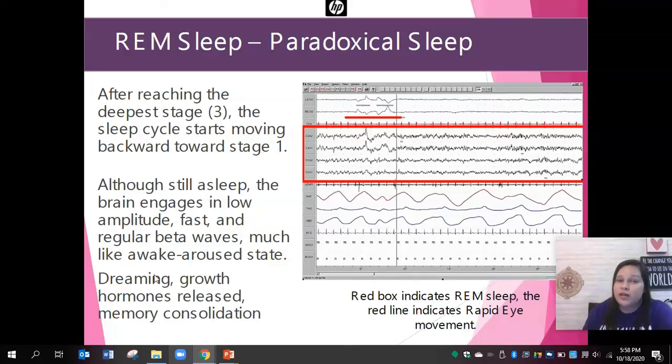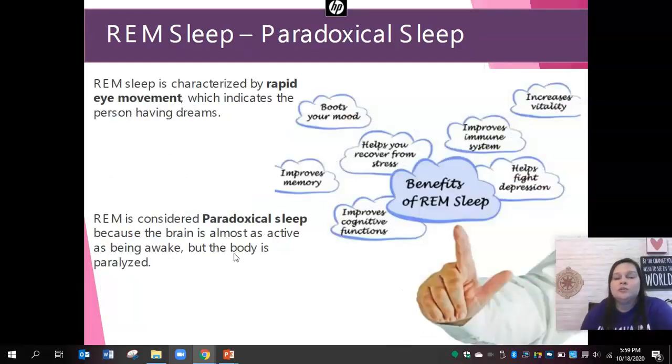Dreaming, we do know that dreaming actually occurs in all the stages, and we'll get to that in the next section. But it occurs the most in REM sleep. Growth hormones are released and that memory consolidation. Other pros of getting lots of REM sleep: it boosts your mood, helps recover from stress, helps improve cognitive functions, helps fight depression, improve your immune system, basically your overall well-being and vitality.